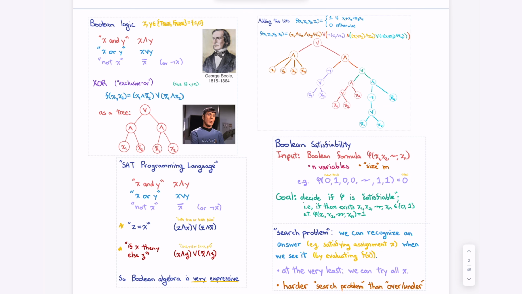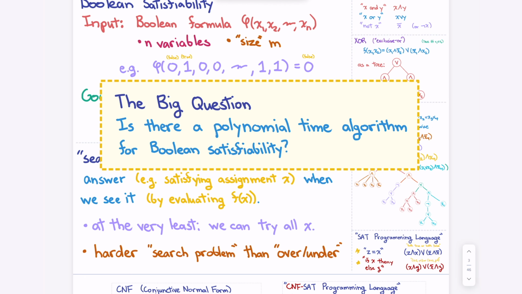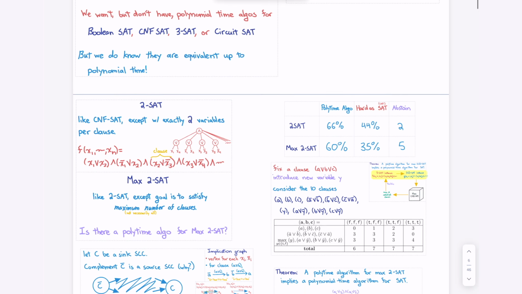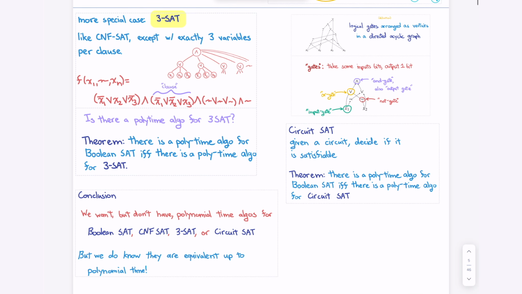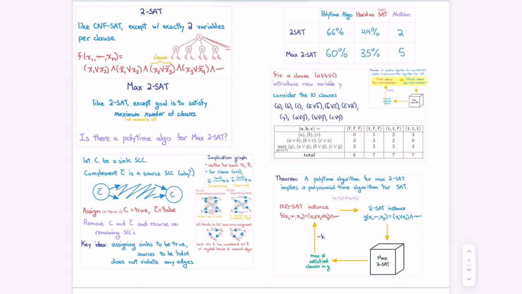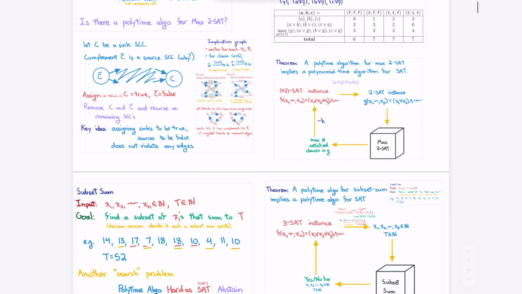But this is continuing this theme where we're looking at problems that aren't necessarily so easy to solve. Starting from just trying to decide if a Boolean formula is satisfiable, we don't know if there's a polynomial time algorithm. Even for special cases like 3-SAT, we do know that there's a polynomial time algorithm for 3-SAT if and only if there's one for all Boolean formulas, which is a different kind of result. We did this 2-SAT versus MAX 2-SAT thing: 2-SAT you can actually solve, MAX 2-SAT you couldn't.